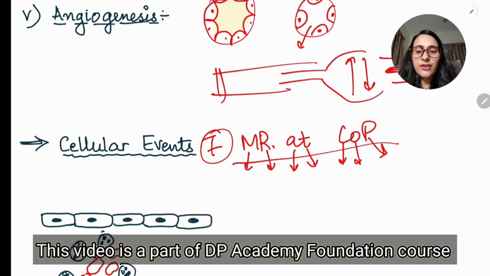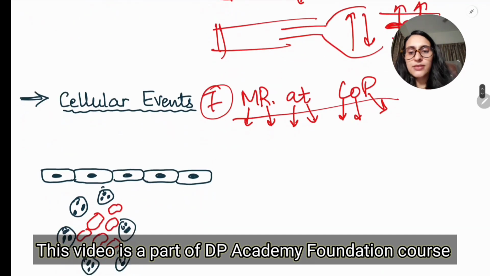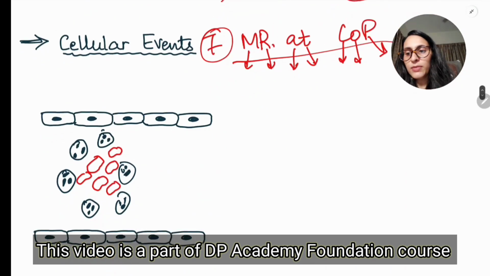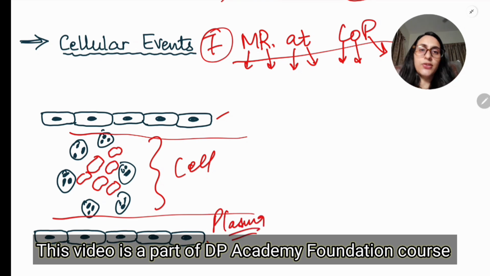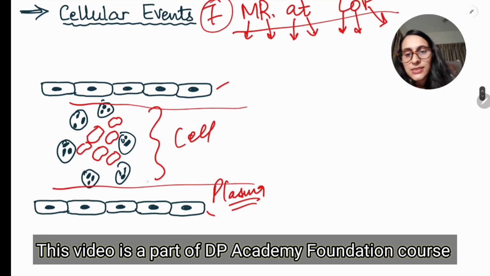Now let me tell you actually what are these events. Normally, if this is a normal blood vessel, in the normal blood vessel, these are the endothelial cells. Inside you find that cells are present in the center, and on the peripheries you will find the plasma, basically at the margin. Cells are present in the center, plasma is present normally. Now whenever there is acute inflammation, we are talking about the acute inflammation. What happens now when the inflammation starts?